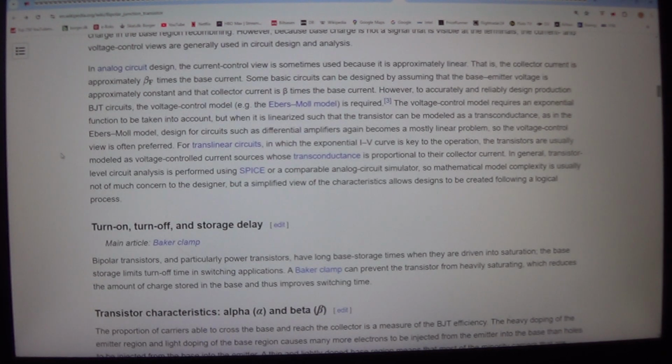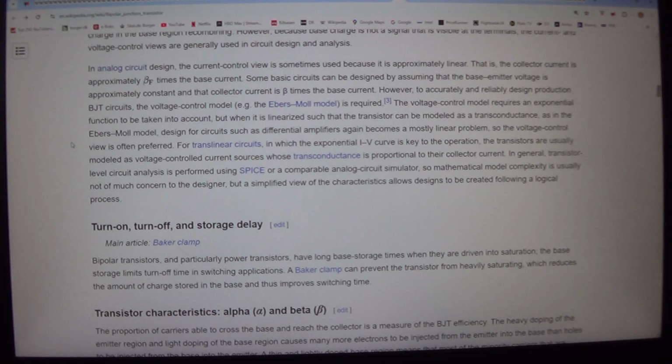In analog circuit design, the current control view is sometimes used because it is approximately linear. That is, the collector current is approximately beta sub F times the base current. Some basic circuits can be designed by assuming that the base-emitter voltage is approximately constant and that collector current is beta times the base current. However, to accurately and reliably design production BJT circuits, the voltage control model, for example the Ebers-Moll model, is required.